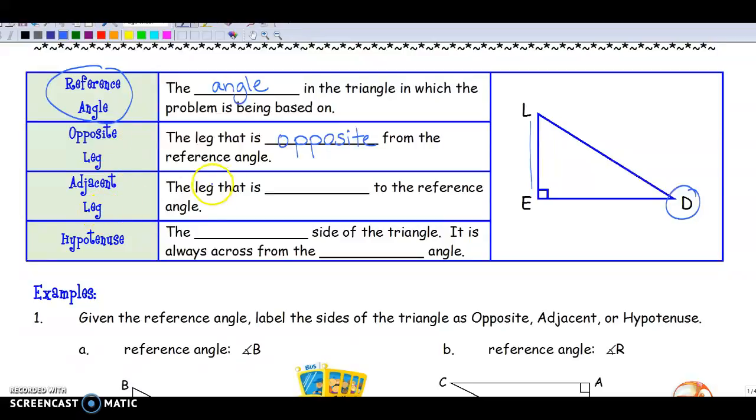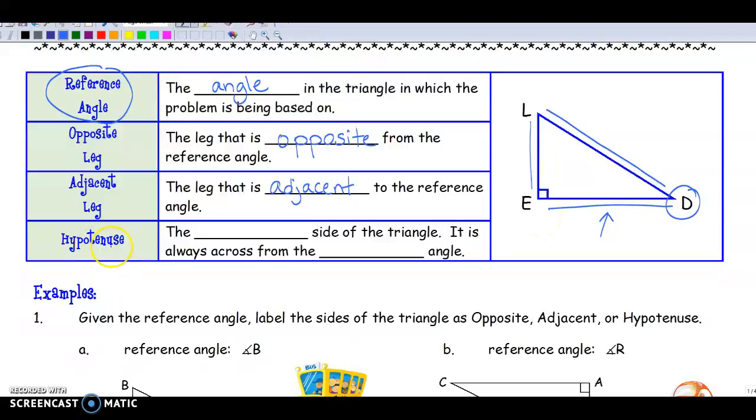Adjacent leg is, if you know what adjacent means, it means next to. It is the leg that is adjacent to the reference angle. So if we were talking about angle D, there's two sides that are right next to angle D. One of those sides is this side here, which is the hypotenuse, and then the other side is this guy. The one that's not the hypotenuse, that is the adjacent. So if we were talking about angle D, DE would be your adjacent leg.